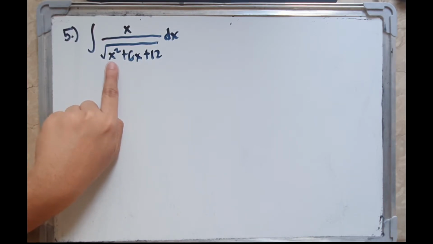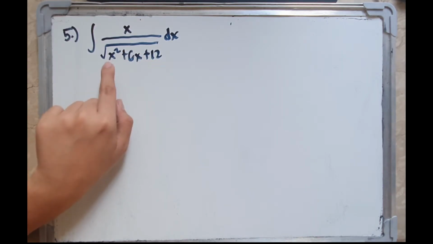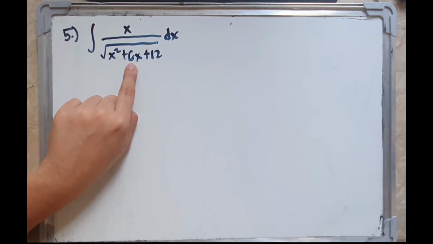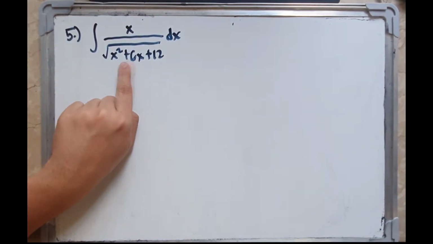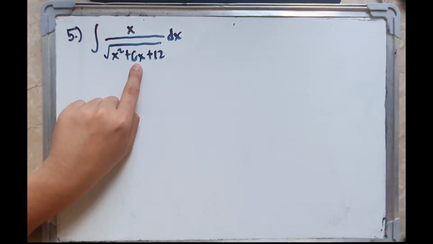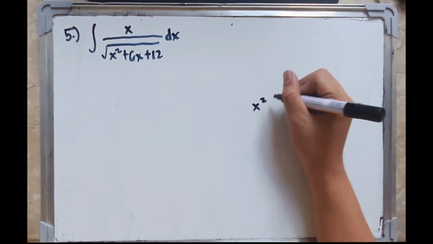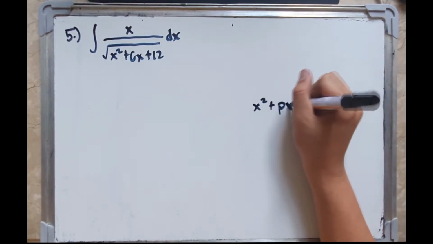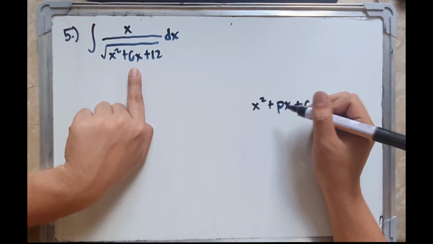So we cannot directly assign this one as the a squared and this one as the u squared if we have this 6x. So we better use the completing the square method. So notice we have done this one already in our previous video, how to complete the square. We begin by assigning what is p of x. So x squared plus px plus c. So what shall we do with the px? What shall we do with the 6x?